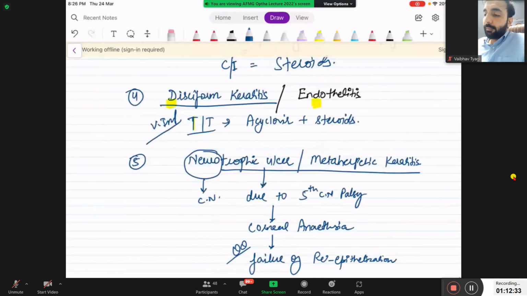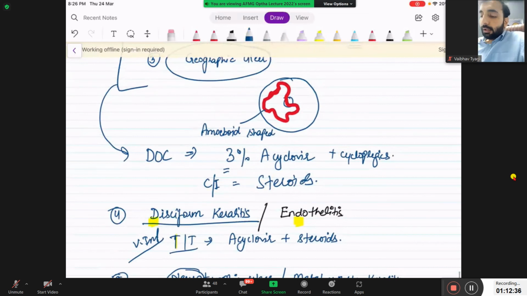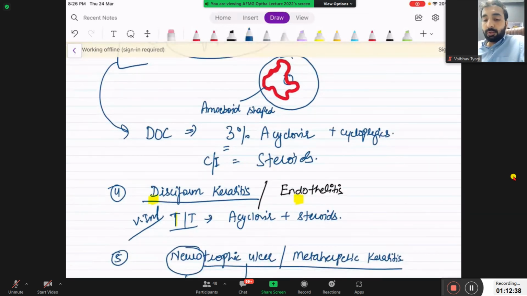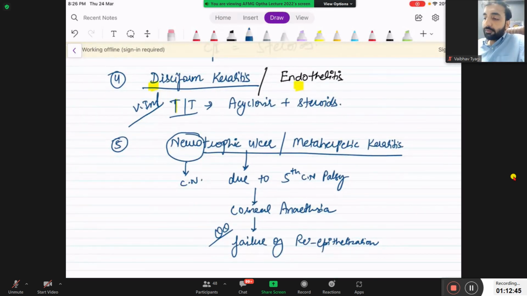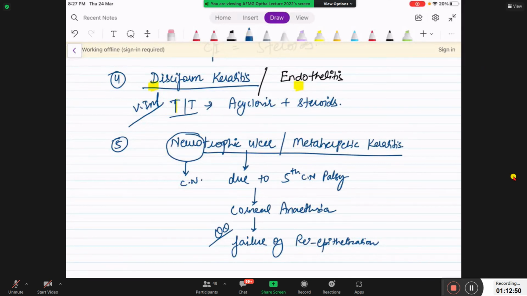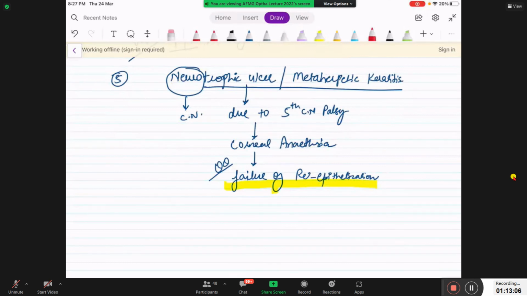All these 5 subtypes are very, very important from your exam point of view. Dendritic ulcer is very, very important, right? Disciform becomes important because you are giving steroids in these infections. And neurotrophic becomes important because it is seen because of trigeminal nerve palsy. There is failure of re-epithelialization. A question has been asked on this point. Clear?